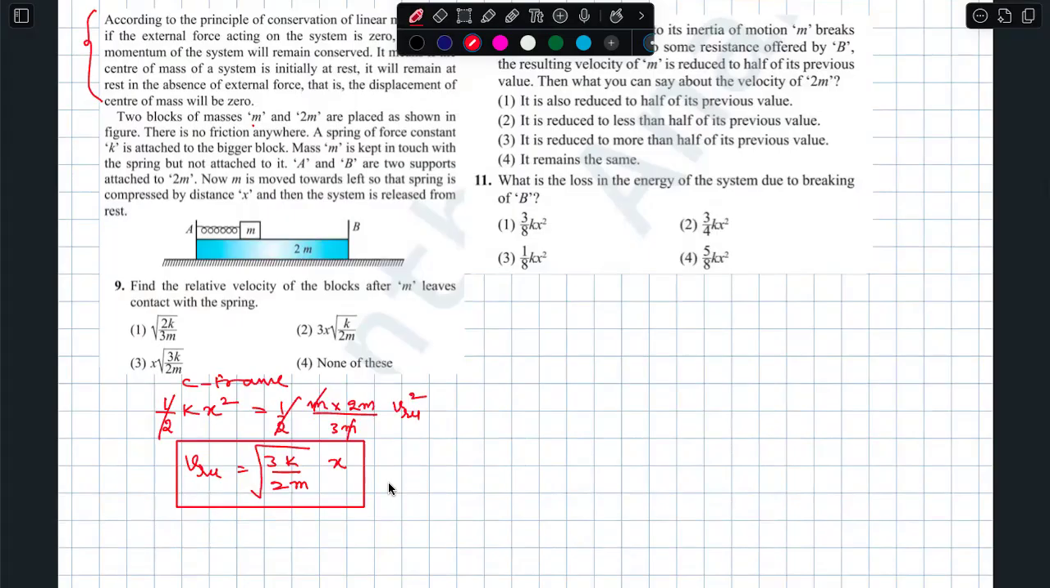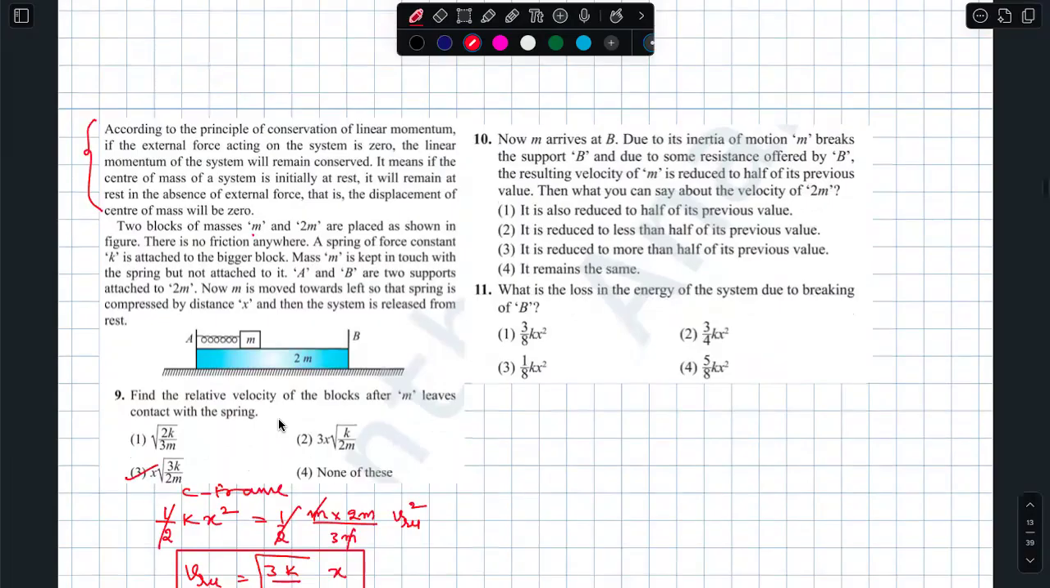Any doubt? Therefore, the first part of the question is done. It is the same concept I have been applying over the last 2 days.